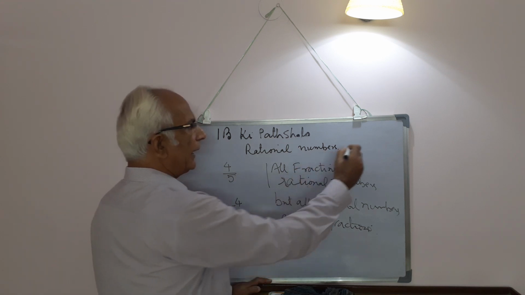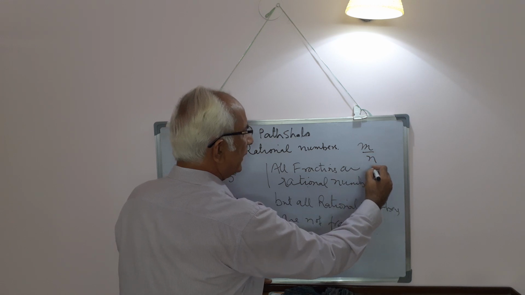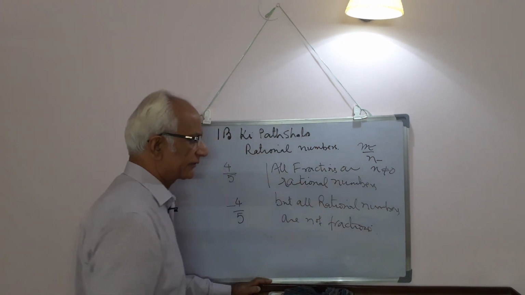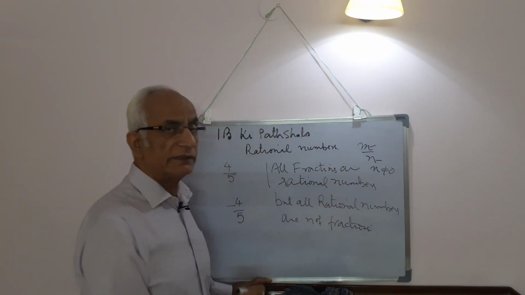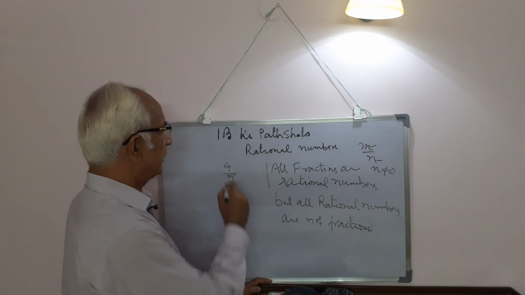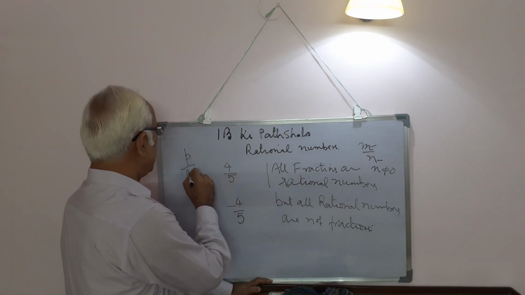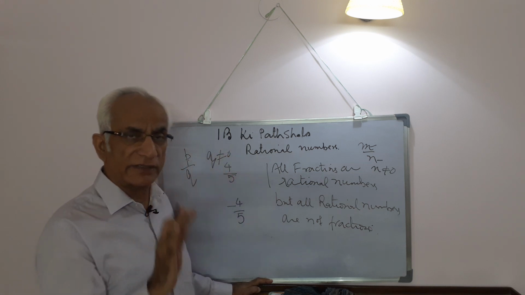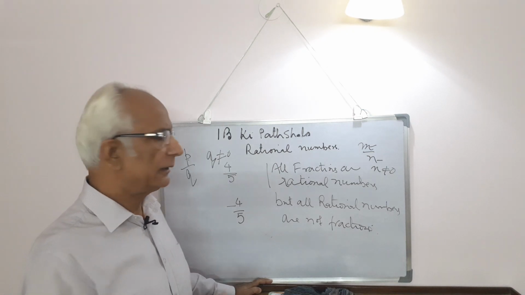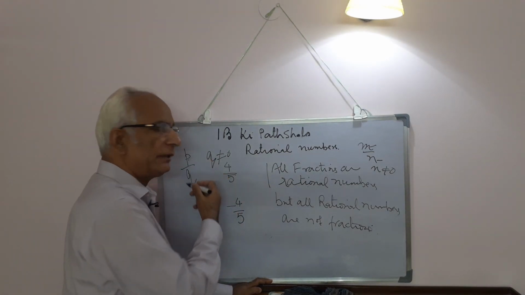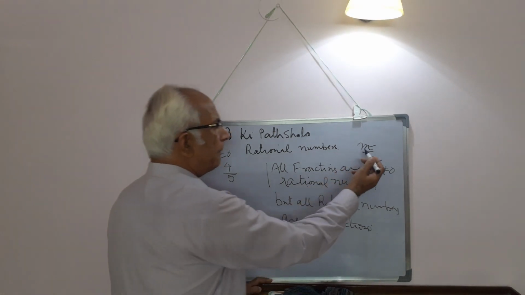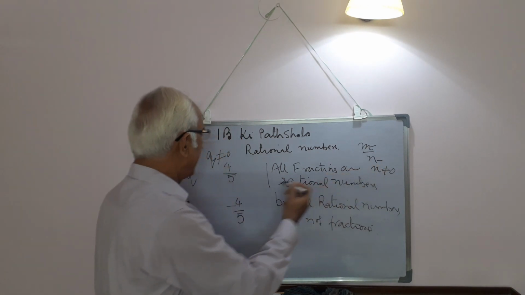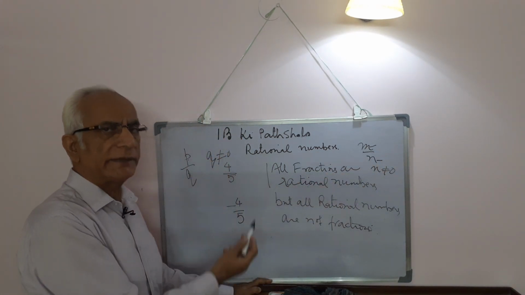Fraction means m upon n, where n is not equal to 0, but both m and n are whole numbers. In rational number, what did we say? They are integers. P upon Q. Q is not equal to 0. And P and Q are integers. That means P can be a negative number and or Q can be a negative number. Here both m and n are positive numbers. So these are positive numbers. Here it can be a positive number or it can be a negative number.